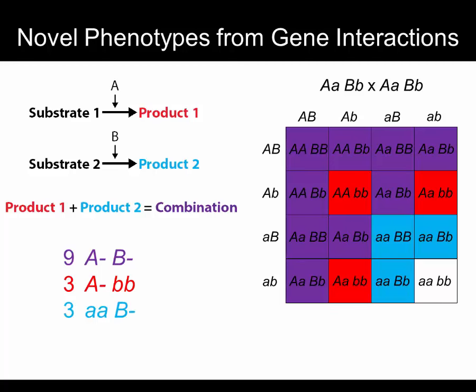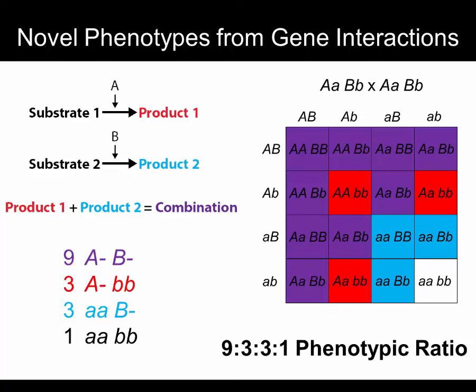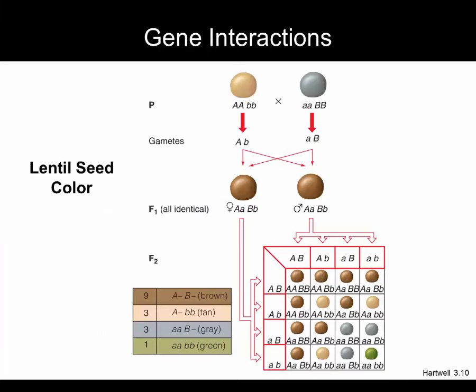Likewise, 3 more boxes have genotypes with a functional B allele but are homozygous recessive for A. These plants will only make blue pigment. Finally, we have one case that is homozygous recessive for both genes and won't produce any pigment. Therefore, we will see a 9-to-3-to-3-to-1 ratio of phenotypes. A real-life example of this kind of interaction can be seen in lentil seed color.